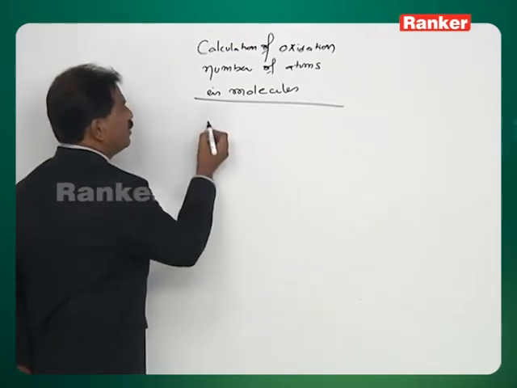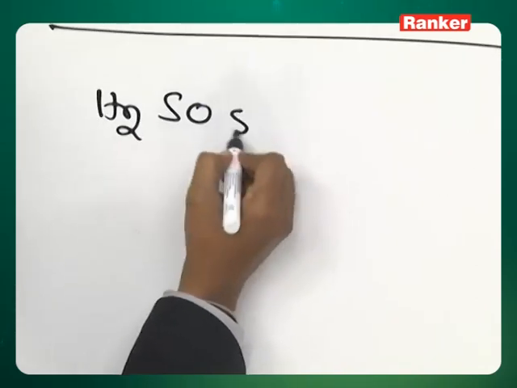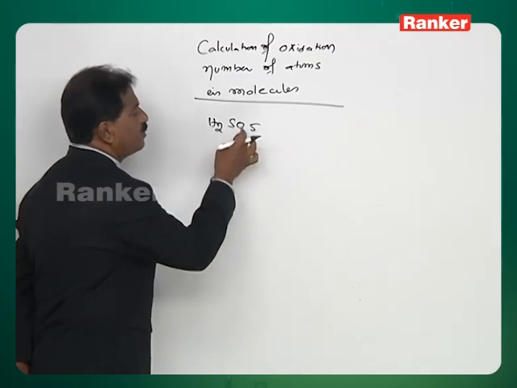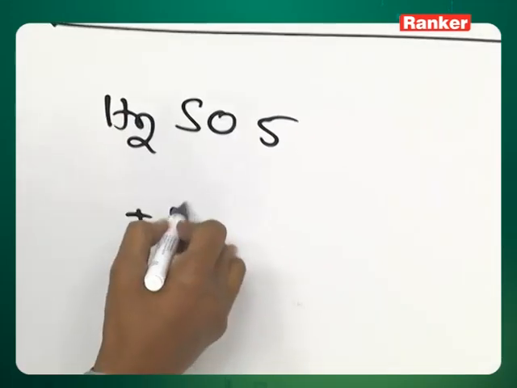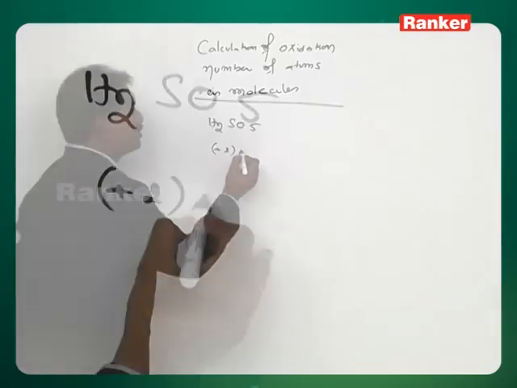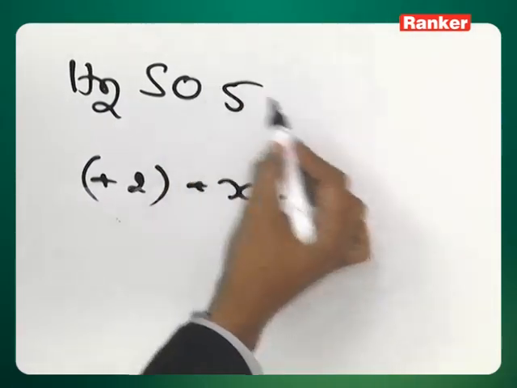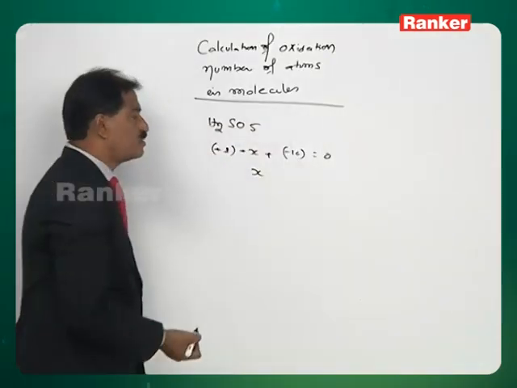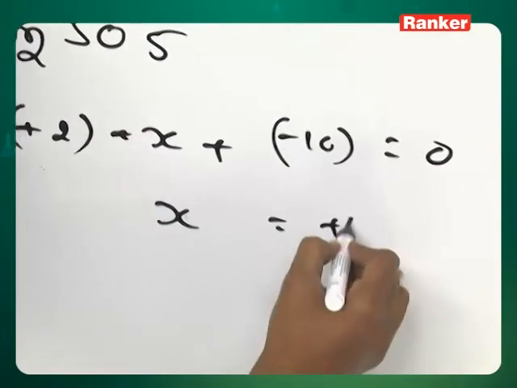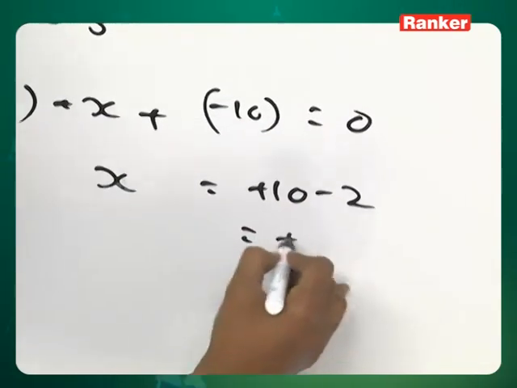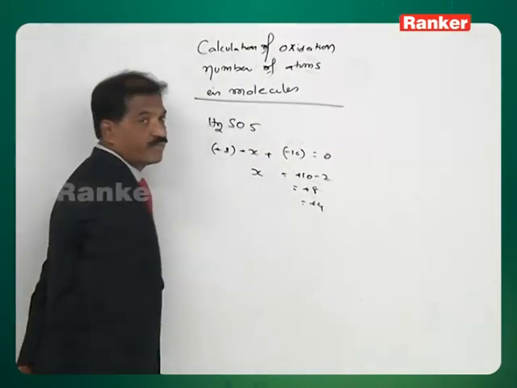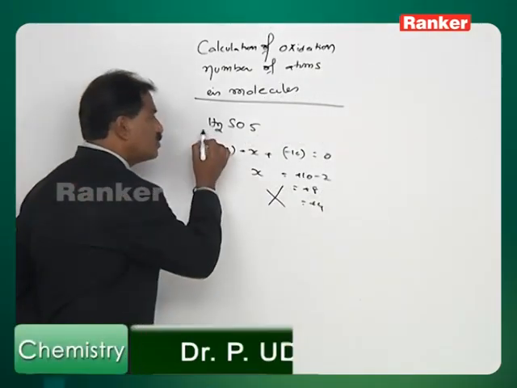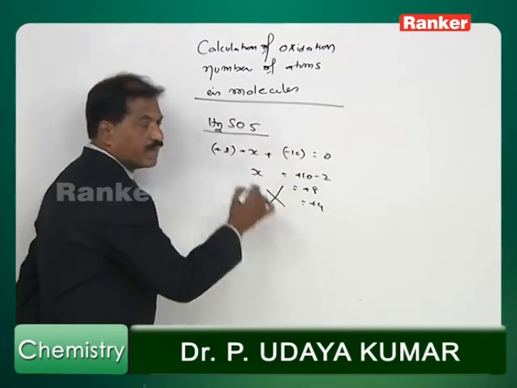For example, the given compound is H2SO5. If you apply the rules, we will get one particular value. Let us say the oxidation state of the 2 hydrogen atoms is +2, and sulfur is X. The oxidation state of the 5 oxygen atoms is -10. The sum of the oxidation states is equal to 0. Therefore, X is equal to +10 - 2, that means +8. But the actual answer is different, so this is wrong. Therefore, for sulfur compounds also, don't apply the rules directly.